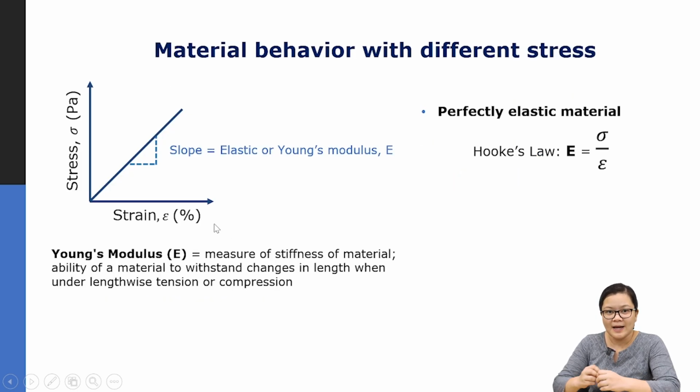So if you apply a certain stress to the material, a certain force per unit area, and you keep increasing that stress, the strain will also increase linearly if you have a perfect elastic material. You might remember Hooke's law from your previous physics class. For a perfect elastic material, the Young's modulus equals the stress divided by the strain.